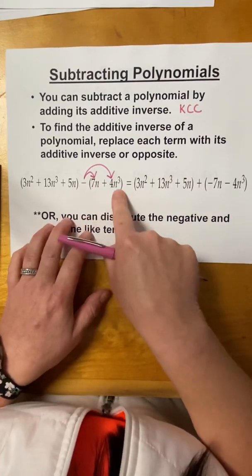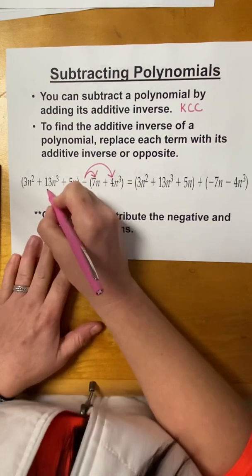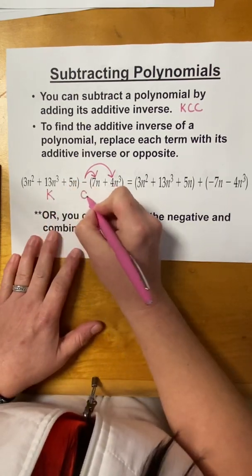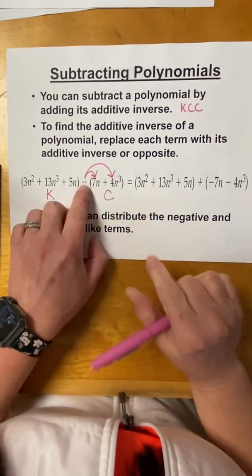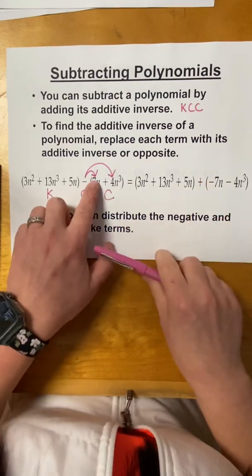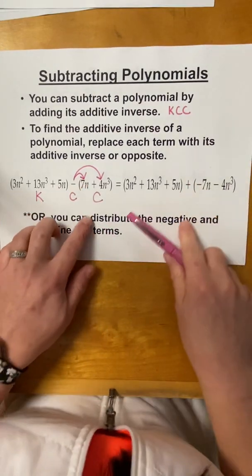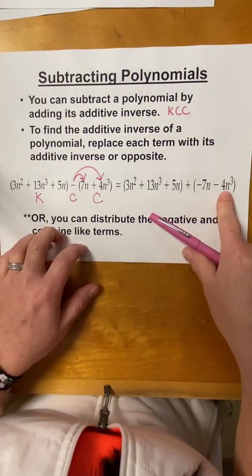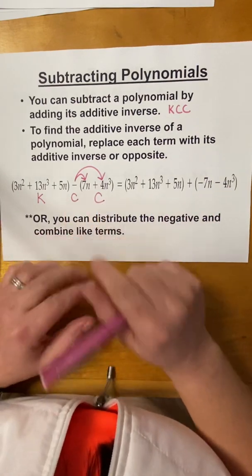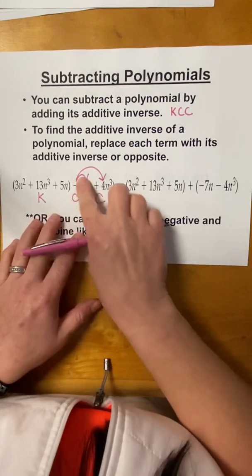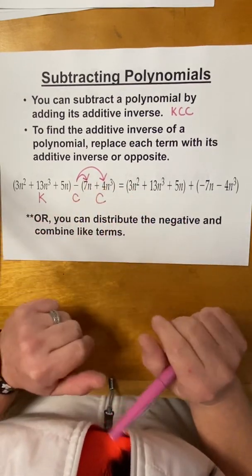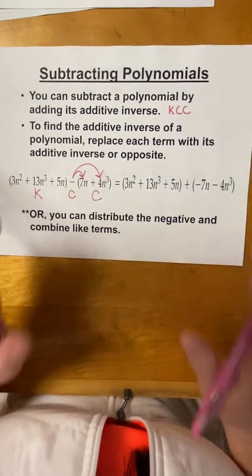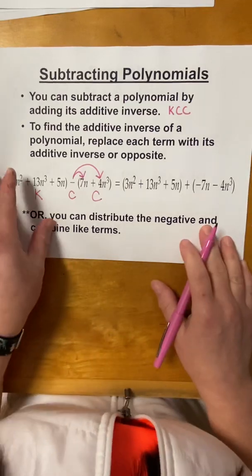You can distribute the negative, or you can do keep, change, change. So the minus will become a plus, positive 7 will become a negative 7, positive 4 will become a negative 4. All right, I'm going to stick with the keep, change, change method, but if you feel more comfortable distributing the negative, it's all the same thing. Once you do that, it's just like addition. All you have to do is combine like terms.